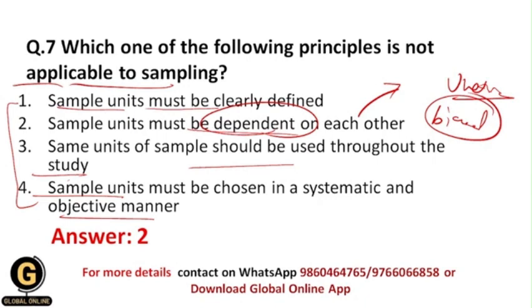Sample units must be clearly defined. Yes, this is one of the principles which is applicable to sampling. As well, same units of sample should be used throughout the study. When we use different units, then obviously our results won't be accurate, right? So this is again one of the principles which is applicable to sampling. Sample units must be chosen in a systematic and objective manner. So again this is one of the principles of sampling technique, because we need to do all the procedures in a systematic and objective manner, okay.